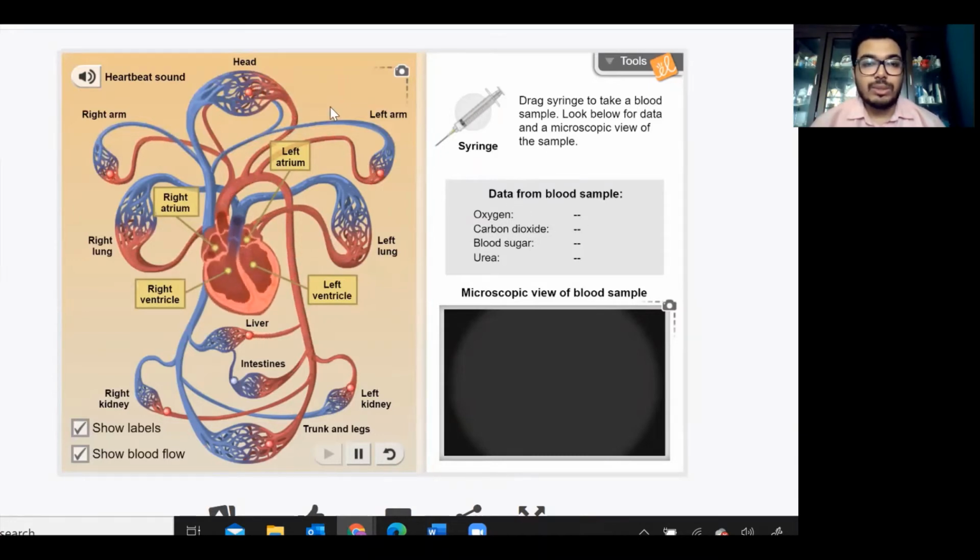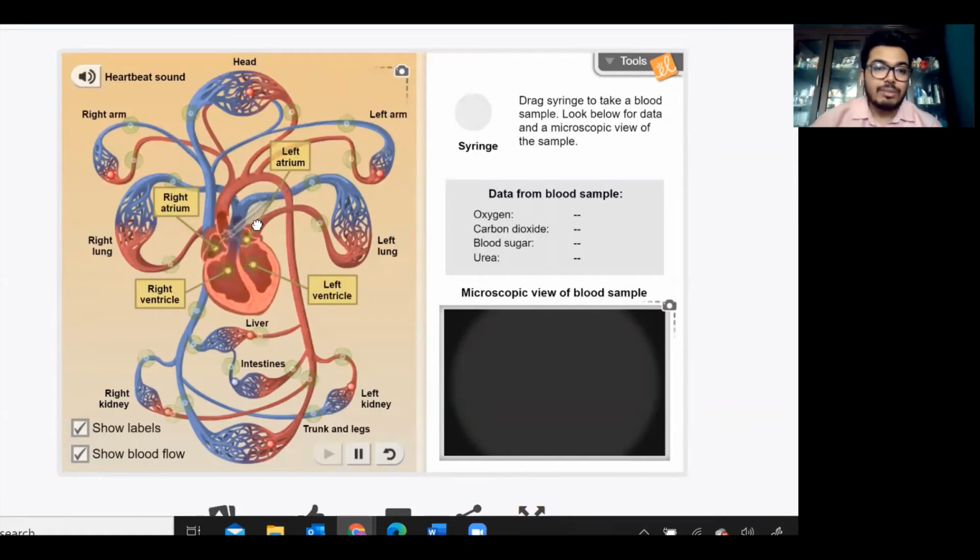So a syringe is basically to collect blood samples at any of the parts of the body, and you get a data sample here. And of course, you also get a microscopic view of the blood sample. Why this is interesting is because you can throw in questions for the students. Which part of the body has oxygenated blood? Where does the oxygenated blood generate from? Or what exactly is happening in the heart itself?